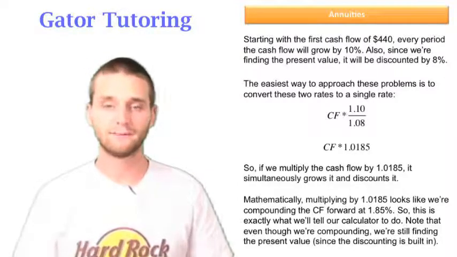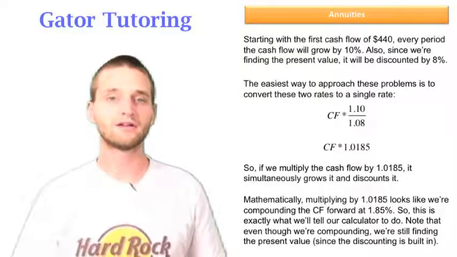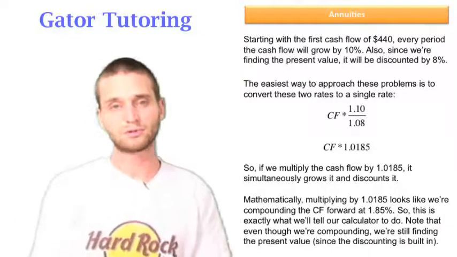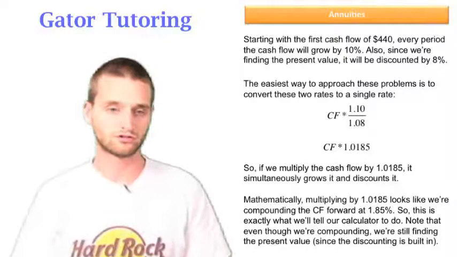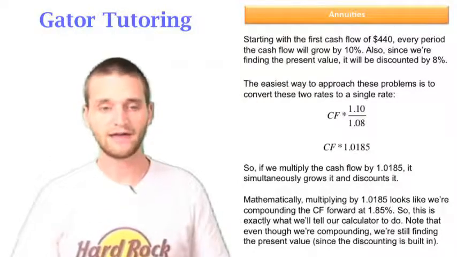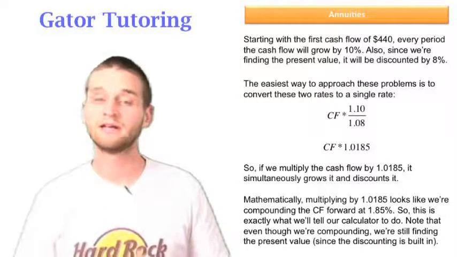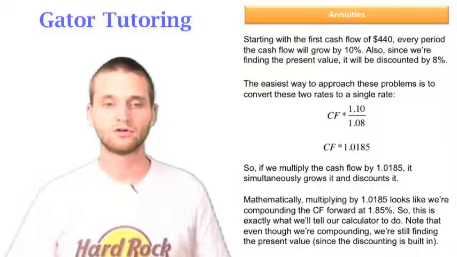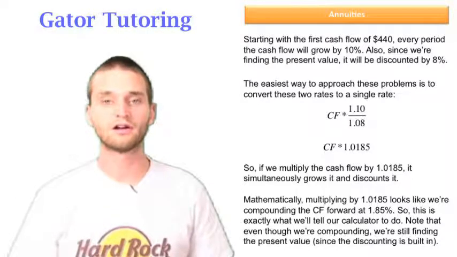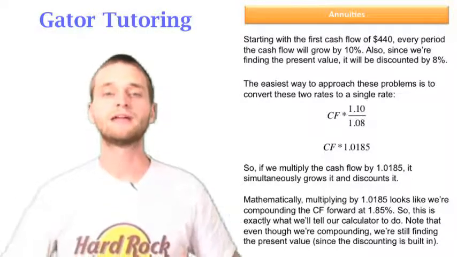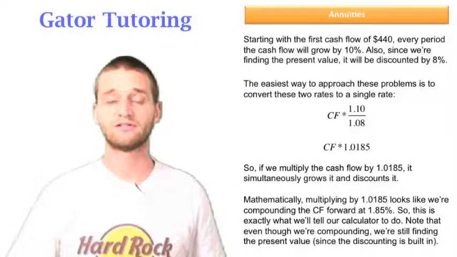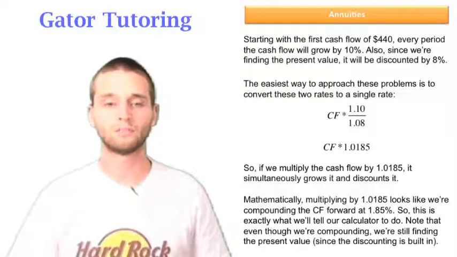Because remember, when we compound something forward, the basic time value of money equation says that the future value equals the present value times 1 plus the interest rate. So again, we have this factor, 1.0185. If we subtract 1, we get the interest rate, and it's 1.85%. So that's the interest rate we're going to use, and this is exactly what we're going to tell our calculator to do. Note that even though we're compounding forward, we're still finding the present value, since the discounting is built into this 1.85%.